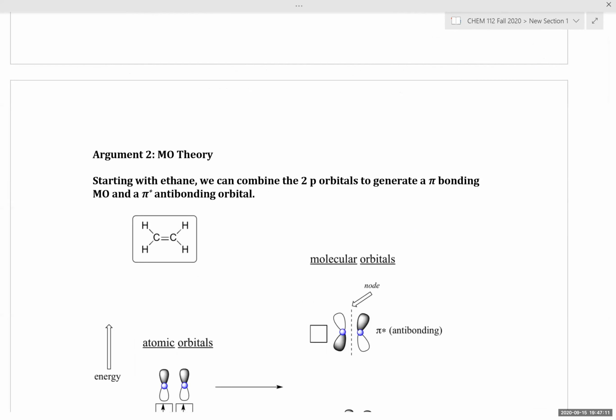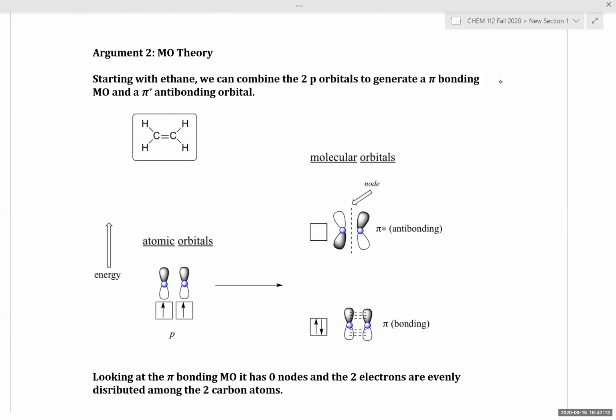Now, there's another argument based on MO theory, and this argument is one that I'd like you to be familiar with, as this theme will pop up again when we discuss aromatic systems. The MO theory argument goes something like this. So with ethene, we combine two p orbitals to generate a pi bonding MO and a pi star antibonding MO. This is our typical bonding pattern for ethene, right? We've all seen this before.